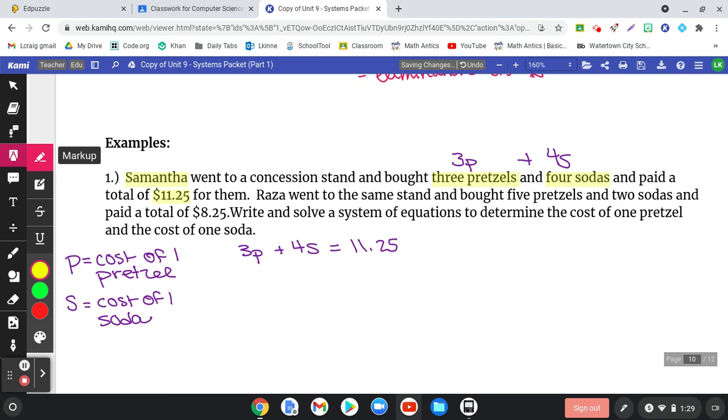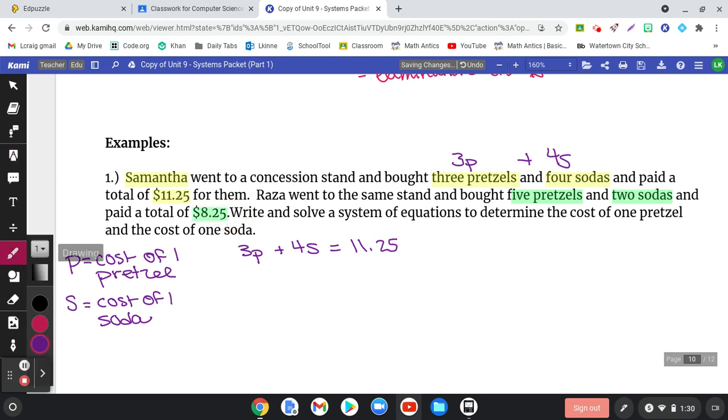All right. So let's look at Raza here. Went to the same stand and bought 5 pretzels and 2 sodas, and that was a total of $8.25. All right. So 5P plus 2S equals $8.25.